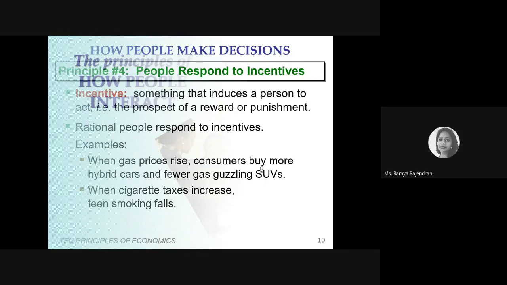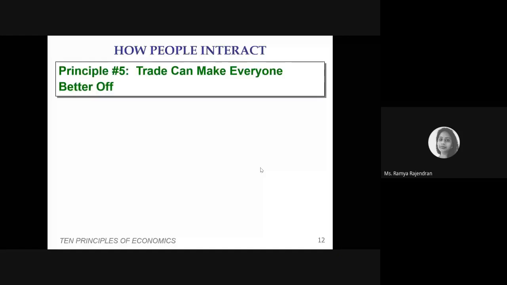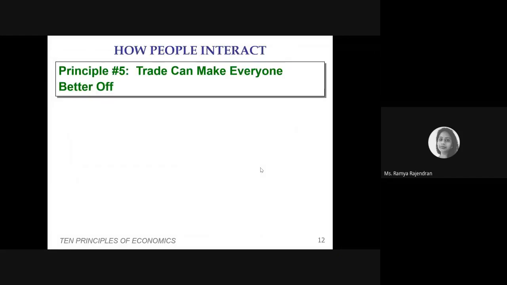Okay, the next one is the principles of how people interact. Trade can make everyone better off. A few years before, until the 1980s and 1990s, India was trying to be a self-sustained nation.